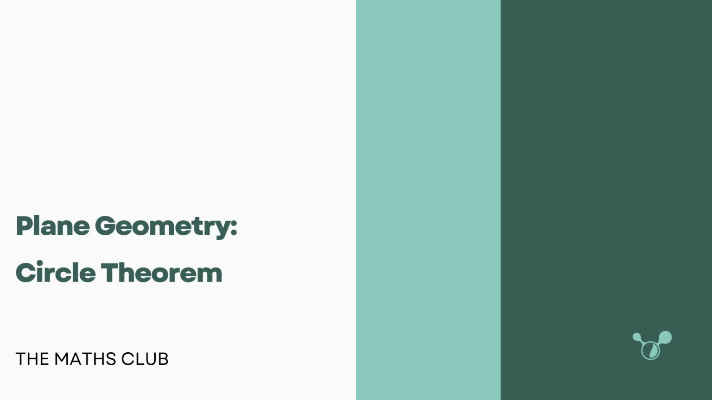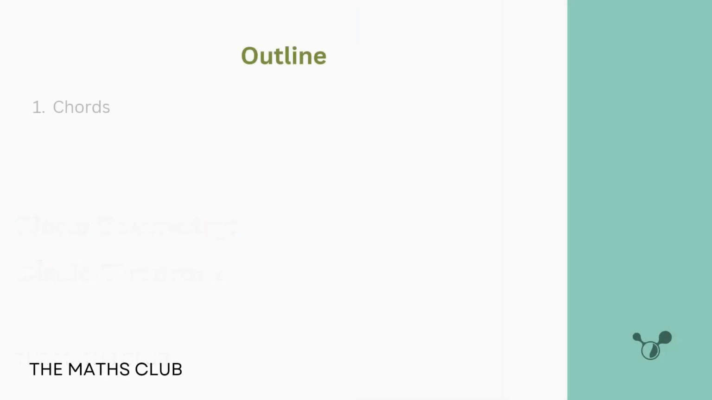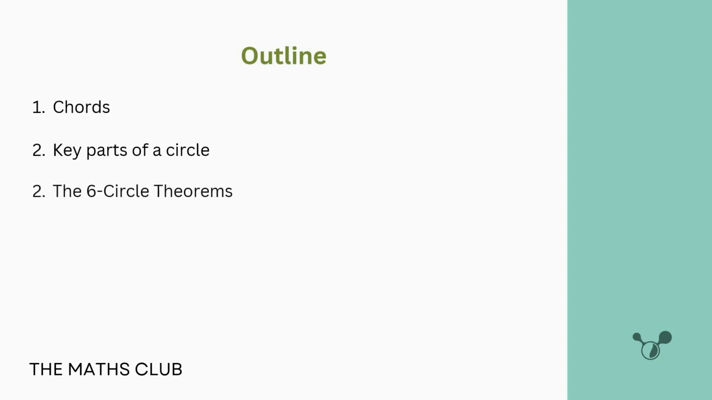In this video, I'll continue with plane geometry and we're looking at Cyclic theorem. We'll discuss what are chords, the key parts of a circle, and the 6 Cyclic theorems. In the following videos, let's look at examples, and in the next video, let's look at WAEC past questions on Cyclic theorem. So let's get started.